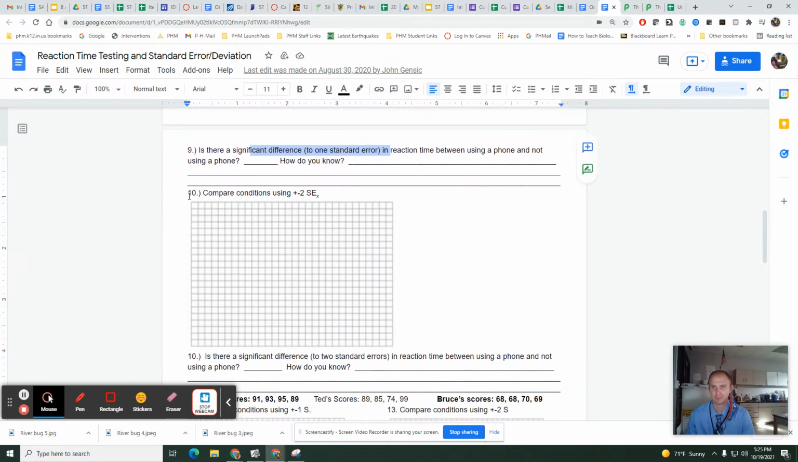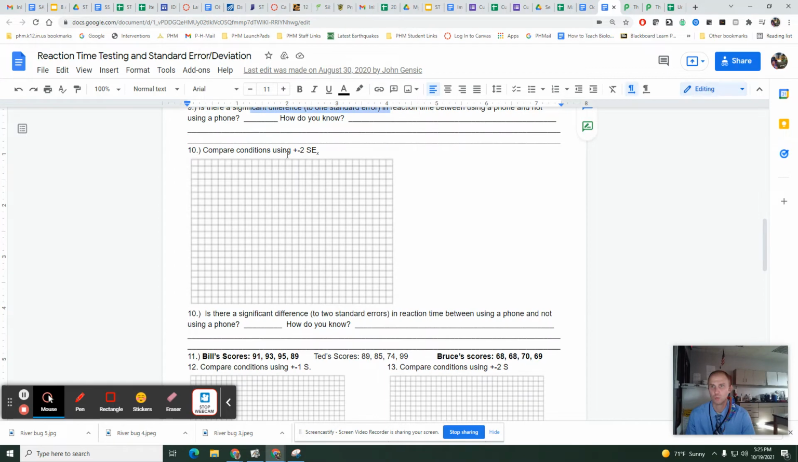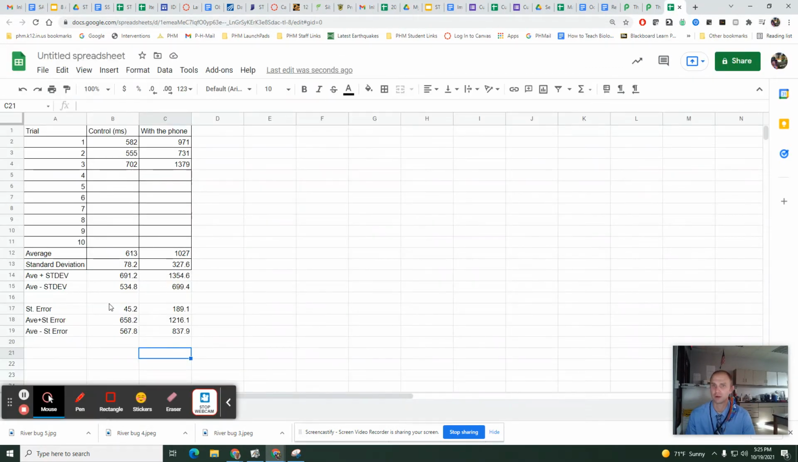Now to number 10. Compare using plus or minus 2 standard errors. So you go back here and you go plus or minus 2 standard errors. So here you go average plus 2 standard errors and average minus 2 standard errors. And this time the tallies, or the little tails, are going to get further out.